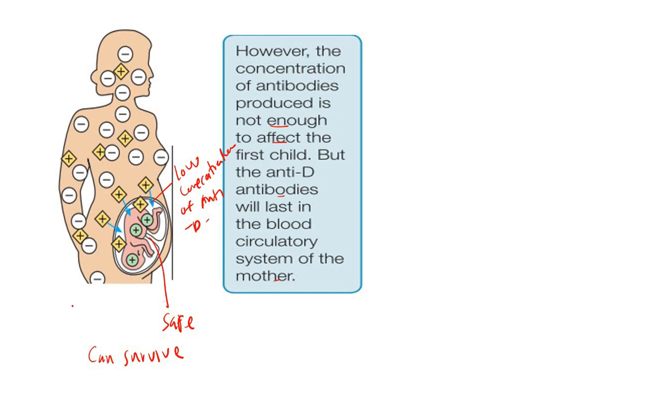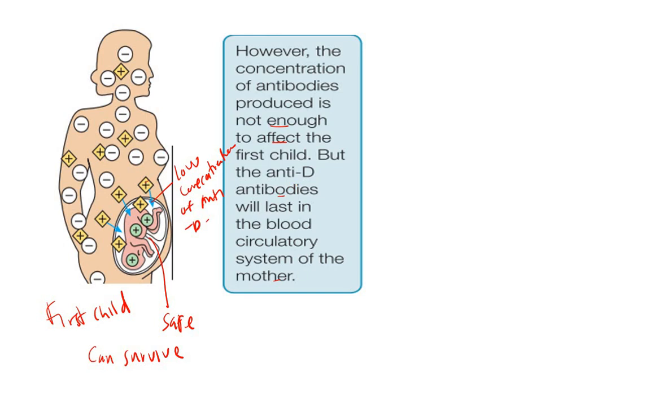So this is for the first child. Safe, because the concentration of antibodies produced is not enough to affect the first child. So maybe with the first child nothing occurs, although some red blood cells were destroyed, but maybe in a small amount only. So the first child is safe. However, the anti-D antibodies will last in the blood circulatory system of the mother.